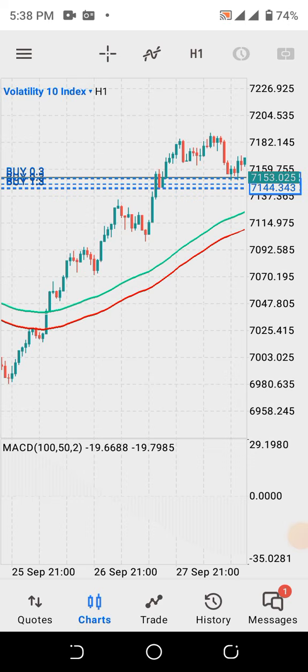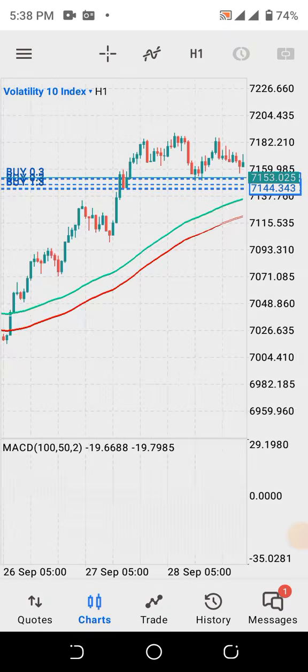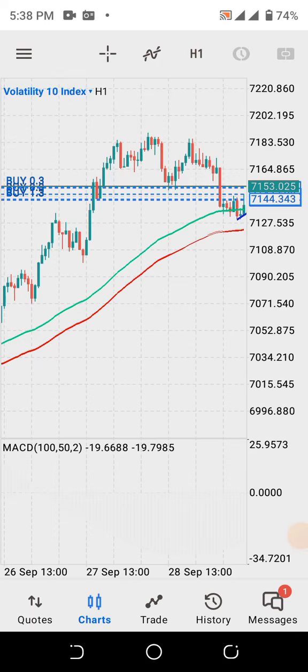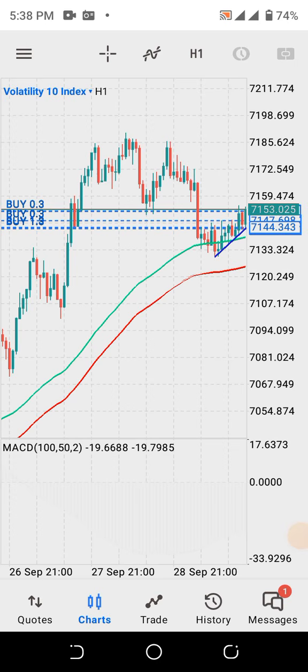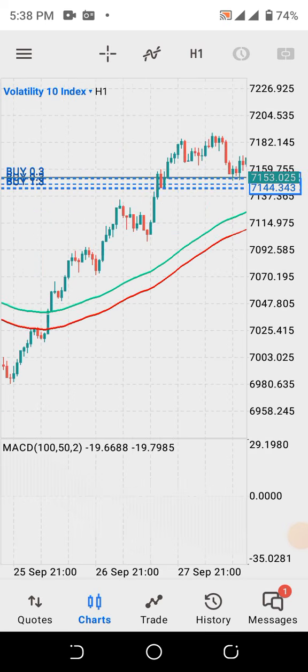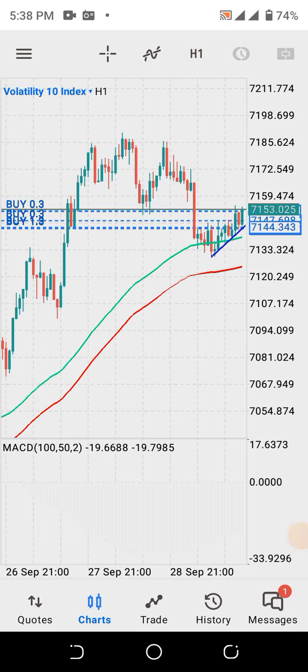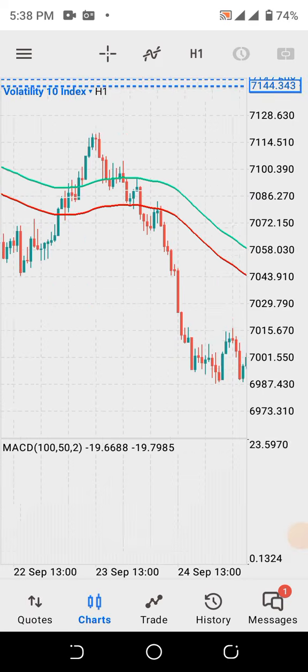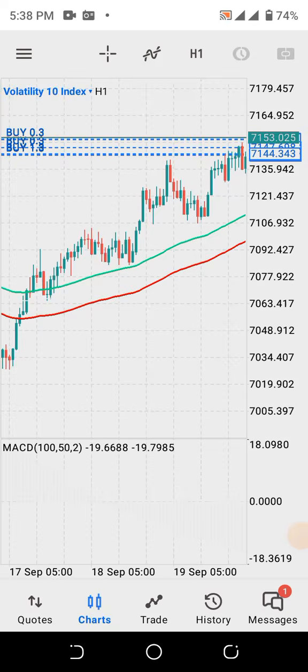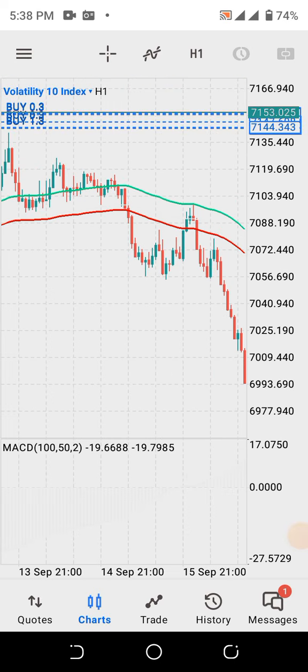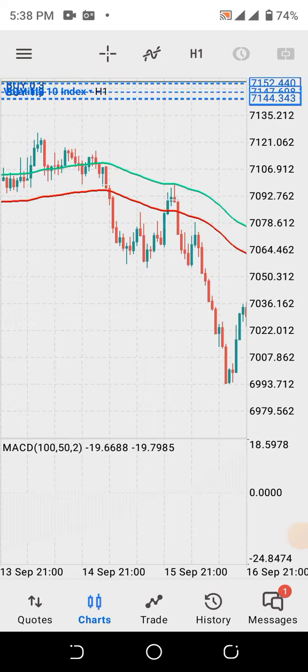So that is it. As you can see, the market is still buying. You see my position. So the market is still buying. Do you understand? This is a clear, straightforward strategy for you to make massive profit trading volatility 10 index on 1 hour time frame. Do you understand? All right, now let me show you how to set up this indicator.